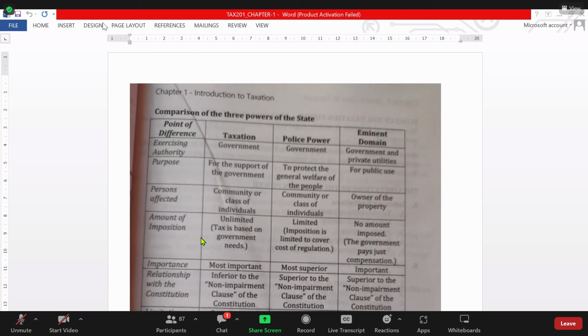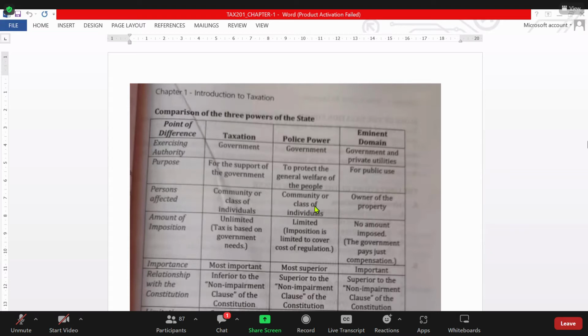Power itself is inherent. Okay? Kaso, yung specific laws, tax laws, must be legislated, must be enacted into law. So, this is also a mode of government cost distribution. Bakit sinabi natin na mode of government cost distribution?